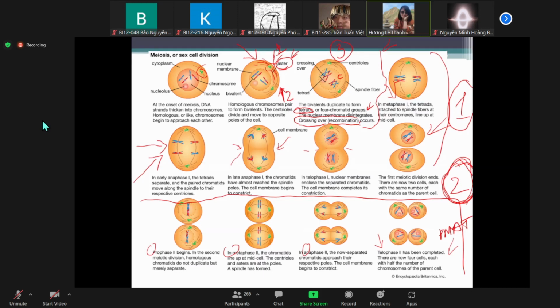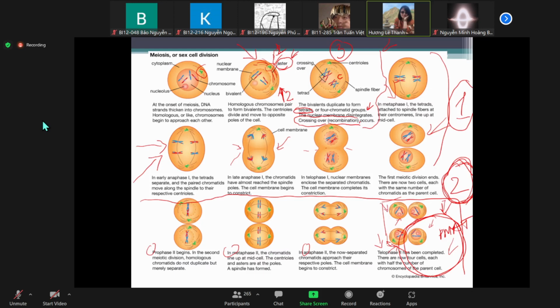So when we produce the eggs, 4 eggs will disappear, and only 1 egg contains all the materials from the other 3 eggs. So once we produce eggs, 1 egg is completely big like this compared to the 3 others. We have only 1 egg during egg formation. But with sperm, we have 4 equivalent sperms.